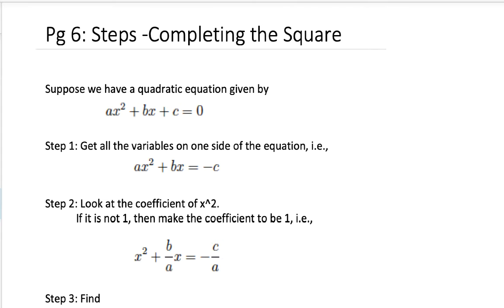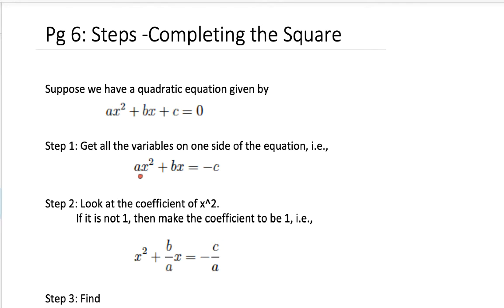Before we do some examples, I'm going to go over the steps with you. So we start with a general quadratic equation, which is given by this equation: ax squared plus bx plus c equals 0. The very first step is to get all the variables on one side of the equation, that is ax squared plus bx equals minus c.